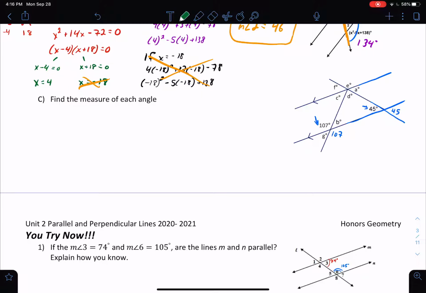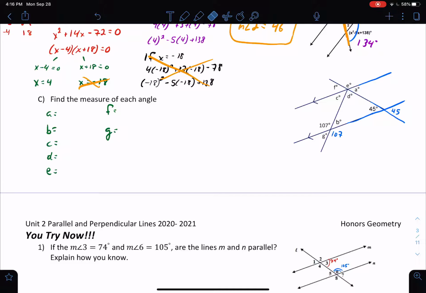What do we have to solve for? We got to solve for A, B, C, D, E, F, and G. It goes all the way to G. All right. So what can we solve for right off the bat? Well, hopefully you see that we can solve for B and G, because B and G are vertical angles. So once I find one of them, I know the other.